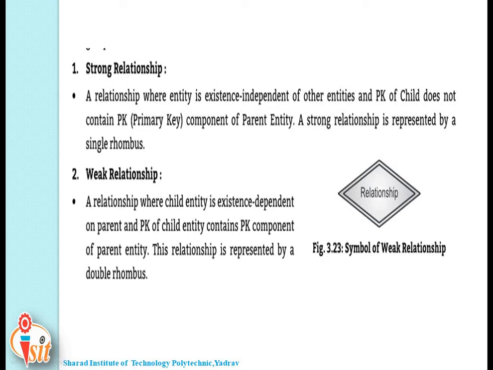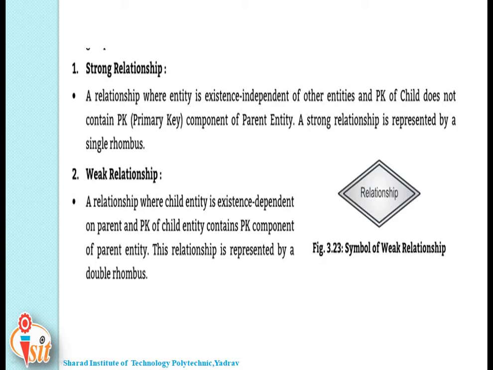Now we will see what a strong relationship is and what a weak relationship is. It is exactly similar to the strong entity set and weak entity set. A strong relationship is a relationship where the entity is existence independent of other entities, and the primary key of the child does not contain the primary key component of the parent entity. A strong entity relationship is represented by a single diamond.